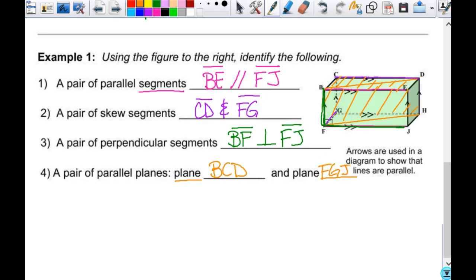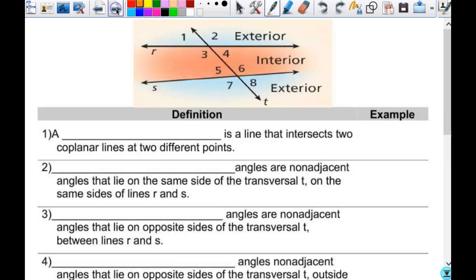Okay. Everybody okay with that? And the other ones would be fine. You could go either way. All right, next page. So we have 2 lines cut by a transversal, right? And that's what's going on here. There's a total of 3 lines.